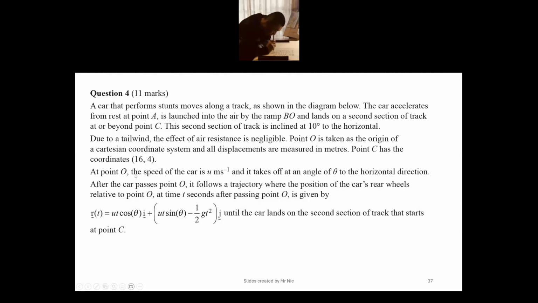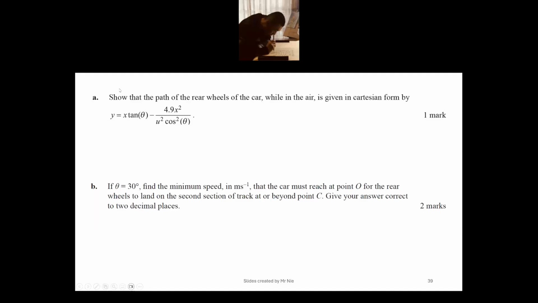At point O is where the car left the ramp. The speed is u meters per second and it takes off at an angle theta to the horizontal direction. After it passes point O, it follows the trajectory where the position of the car's rear wheels relative to point O at time t seconds after passing O is given by this vector function here. Well, this is definitely projectile motion subject to gravitational acceleration only. Okay, so what you do first is show that the path of the rear wheels of the car while in the air is given by this Cartesian equation.